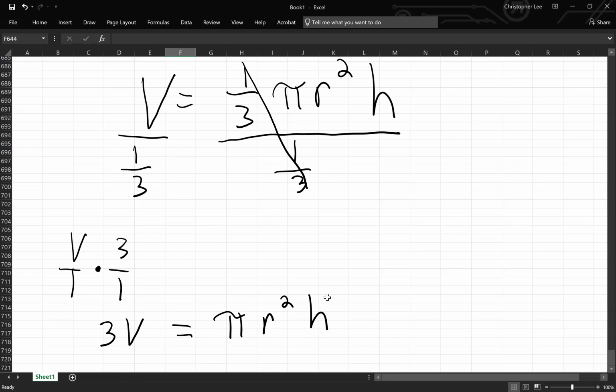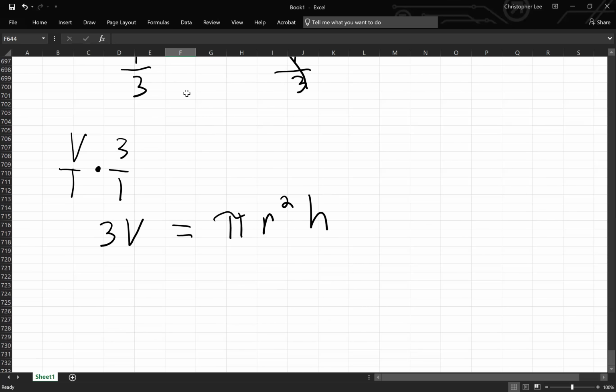How do I get rid of the pi? Exactly. How do I get rid of the r squared? I'm gonna get rid of the pi, and I want to get rid of the r squared. What am I gonna do? Divide. So divide by the pi and the r squared.